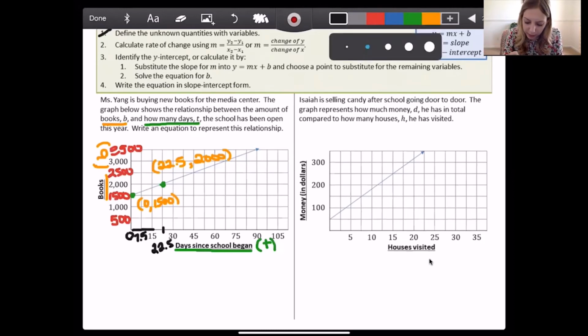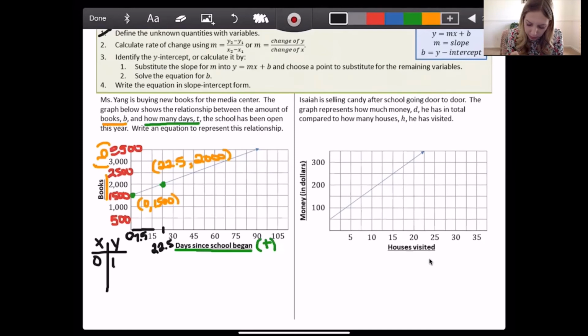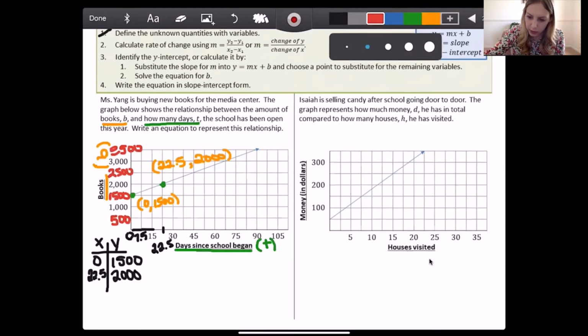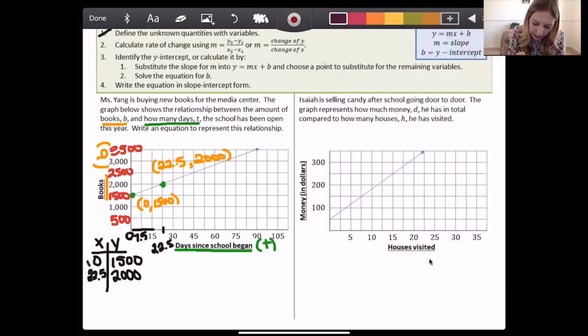I'm going to make myself a table so I keep my information really clear and organized. So my first value was 0, 1,500, and my second ordered pair was 22.5 and 2,000. So now I'm going to label these. Let's pick a different color. X1, Y1, x2, y2. Okay, so now I just need to set it up.